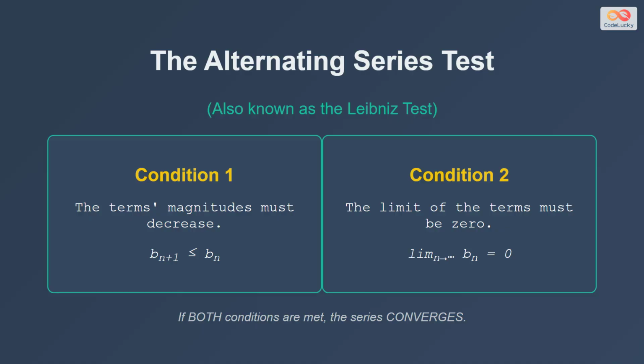The alternating series test, sometimes called the Leibniz test, gives us two straightforward conditions to check. If an alternating series meets both conditions, it is guaranteed to converge. The two conditions are, first, the magnitude of the terms must be decreasing, and second, the limit of the terms must be 0.